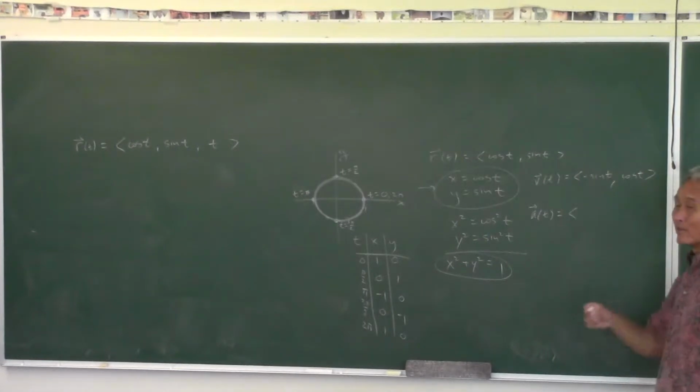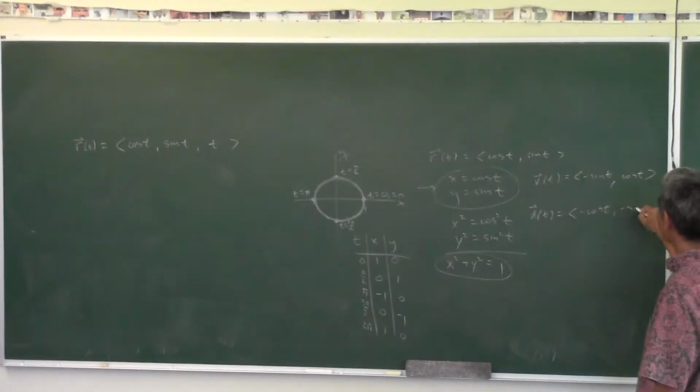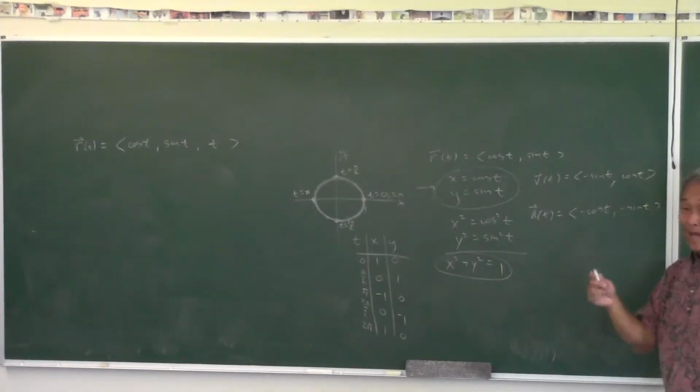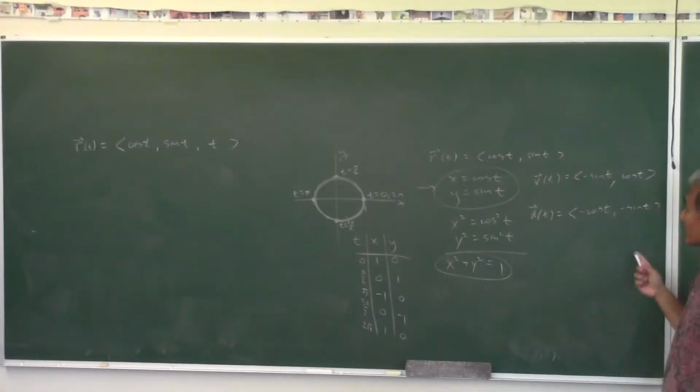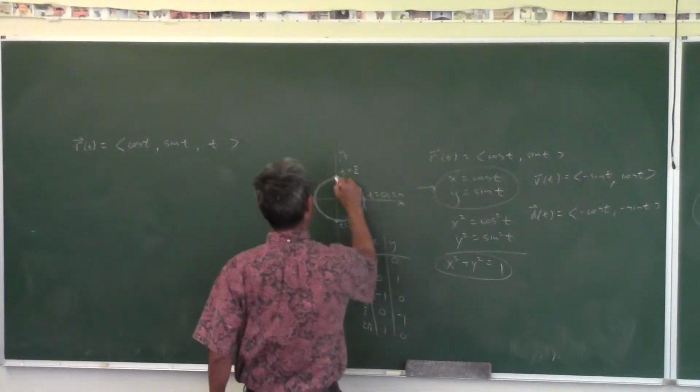Acceleration is simply the derivative of velocity. Negative cosine, negative sine. There you go. So at any value of t, we can figure out the velocity and acceleration vector. So, what about at t equal pi over 2?